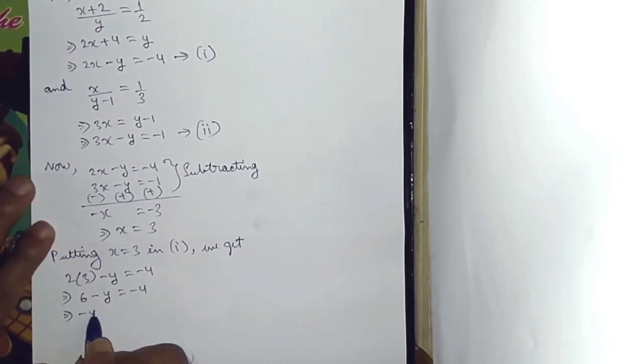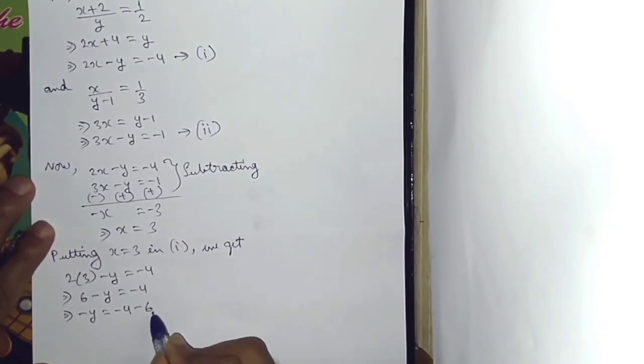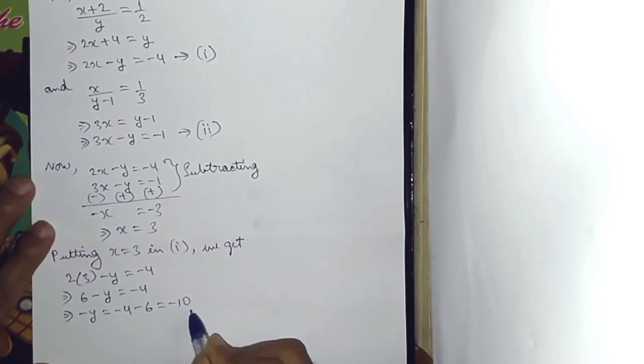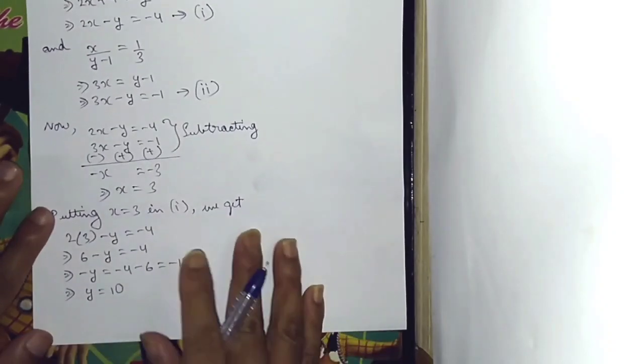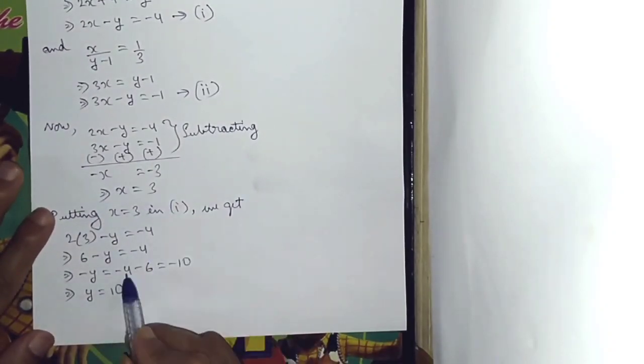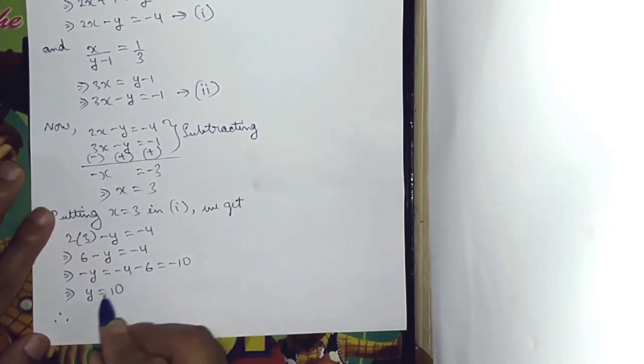And this implies minus y on the left side is equal to minus 4, taking 6 to the right side, minus 6. This is equal to minus 4 minus 6, which is minus 10. Negative on both sides cancels. So this implies y is equal to 10. We have got the value of x and the value of y.